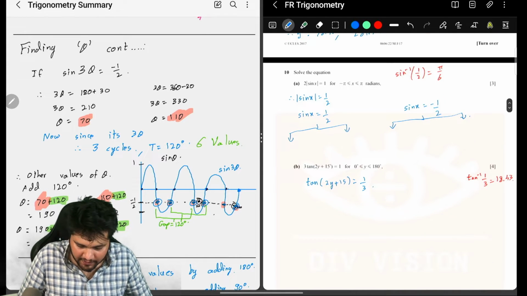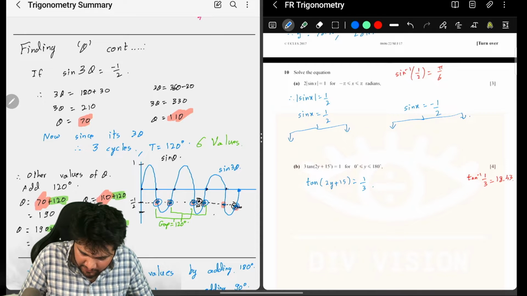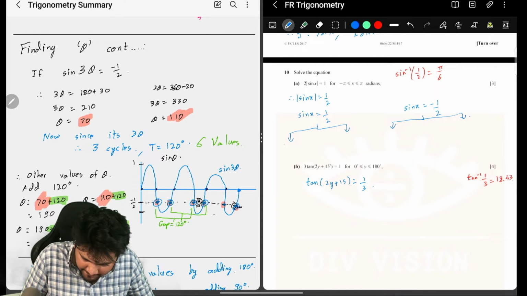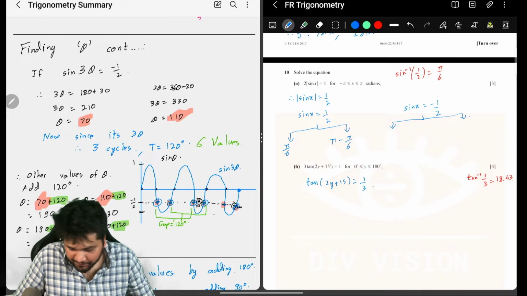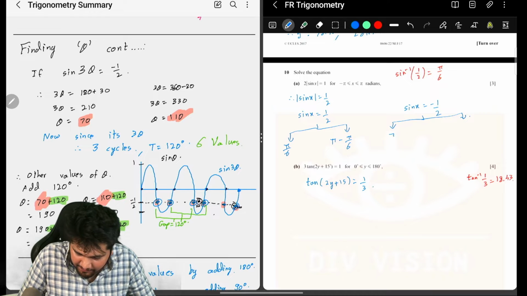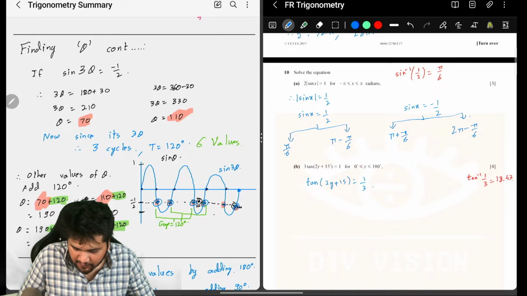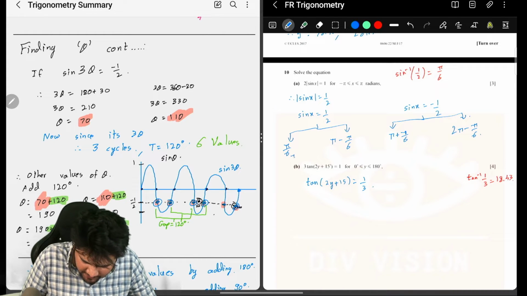So here we will get two values of sin x with respect to 1 by 2. One would be pi by 6 and the other one would be pi minus pi by 6, the second quadrant value. On the other hand, for the negative value, we'll get pi plus pi by 6, and the other one 2 pi minus pi by 6. If you solve further, this will be as it is, which is pi by 6.